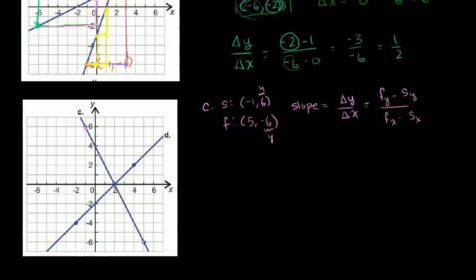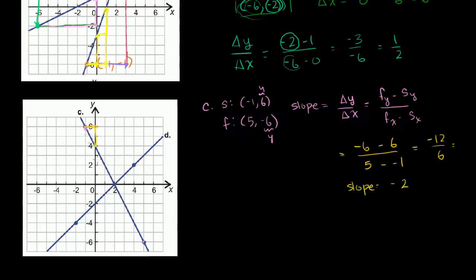And if that confuses you, all I'm saying is it's going to be equal to our finishing y point, which is negative 6, minus our starting y point, which is 6, over our finishing x point, which is 5, minus our starting x point, which is negative 1. So this is equal to negative 6 minus 6 is negative 12. 5 minus negative 1, that is 6. So negative 12 over 6, that's the same thing as negative 2. And notice, we have a negative slope here. That's because every time we increase x by 1, we go down in the y direction.